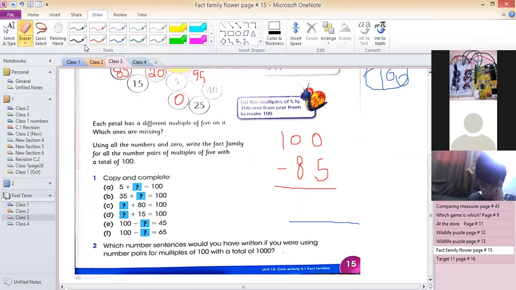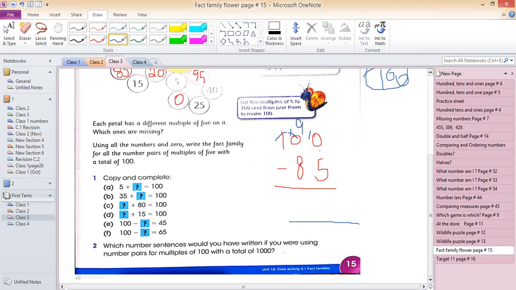100 minus 85. Can you subtract 5 from 0? No. Then what will you do? Borrow from 10. Okay. Then this 10 will be? 9. And 10 minus 5 equals? 5. And 9 minus 8 equals? 1. That's very good.